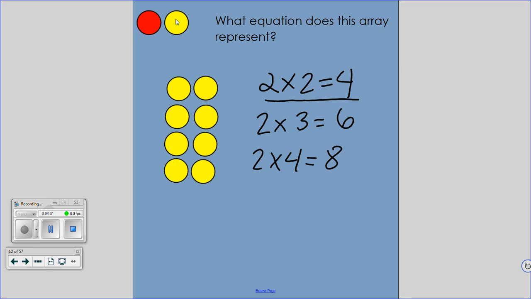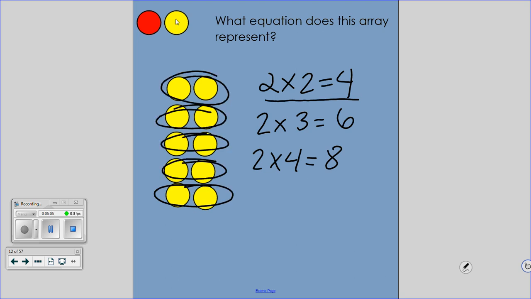Add another group of 2. How many groups of 2 do I have now? That's a tricky question. How many groups of 2? Emily, how many groups of 2 do I have? 5. I have 5 groups of 2. 1, 2, 3, 4, 5. Does that make sense? Yes? What's going to be my equation?